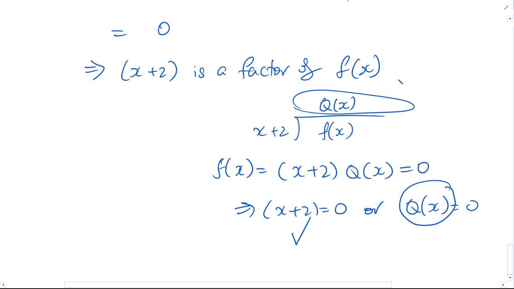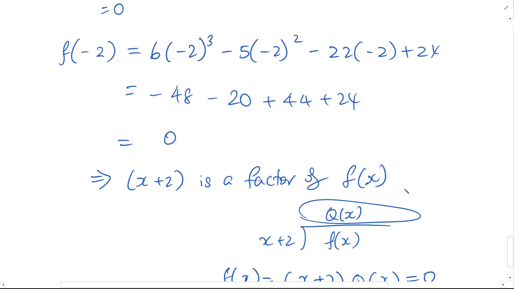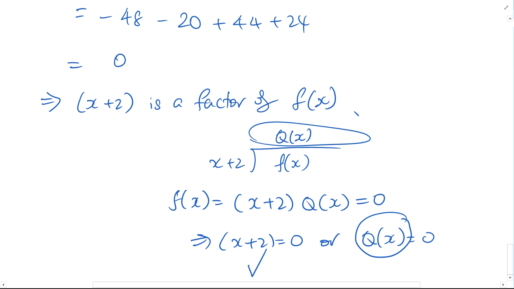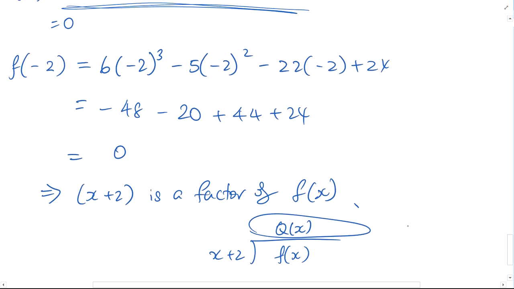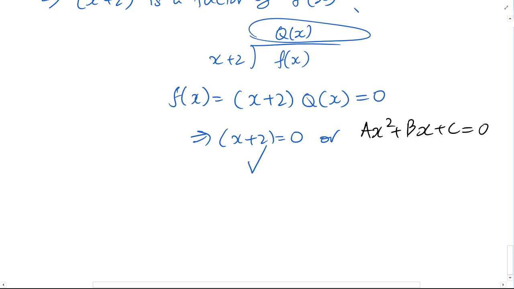What do you think the quotient looks like? Quadratic. How do you know it is quadratic? Because f(x) is cubic. When you divide a cubic by linear, then the power drops by 1, right? The degree drops by 1. Therefore, we end up with quadratic. So if you were to do long division, you will get the next part, meaning ax squared plus bx plus c equals 0. That is the quadratic portion, isn't it?